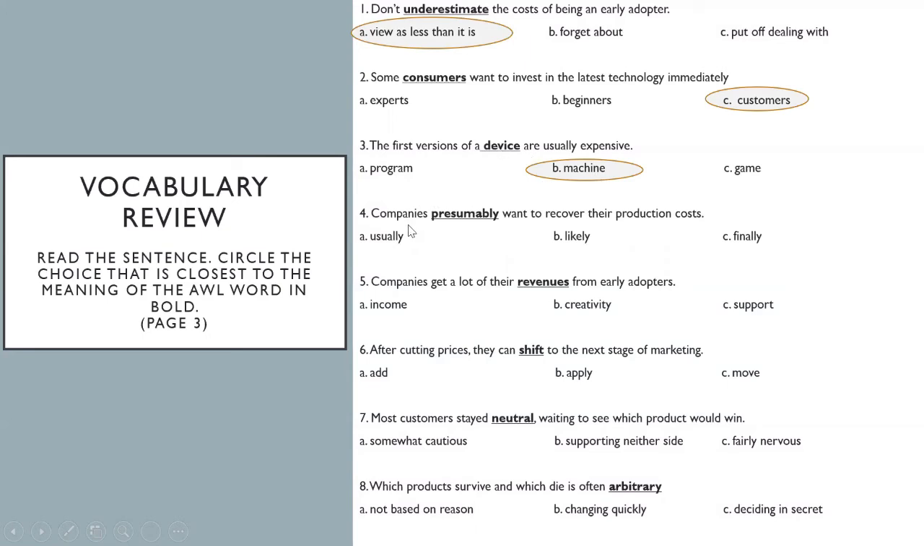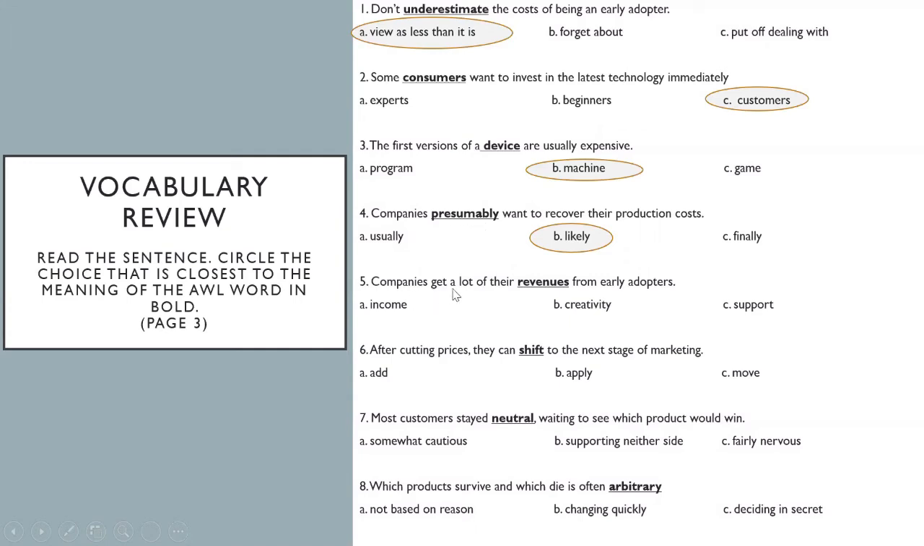Number 4, companies presumably want to recover their production costs. Presumably means either A, usually, B, likely, C, finally. The answer would be likely. To presume means you are assuming something. It's not yet a fact, but it is possible, okay? That is presumably. It is not yet a fact, but it could be. So I presume that our lesson will be around 20 minutes. It's not a fact, but it could be possible, okay? That's the meaning of the term presumably.